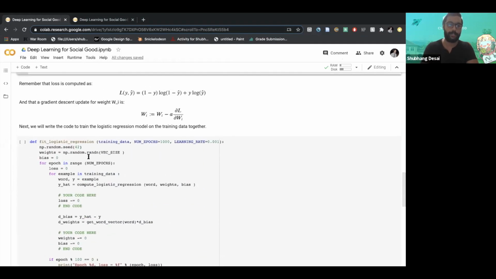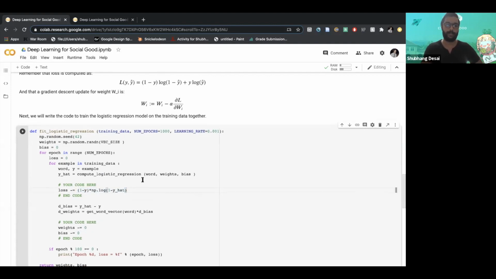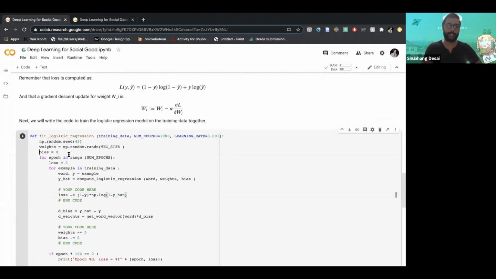So here I'm going to compute the loss function. I'm going to do the first part, and then maybe someone can help me out with the second part. So we're doing 1 minus y times np.log 1 minus y hat. This is the first part of our loss function. Maybe I should back up and talk about exactly what this is. We're going to loop through the entire training set. And for every example, we compute our y hat, which is our prediction, using the logistic regression function that we wrote earlier. And then we're going to compute the loss relative to y hat, which is the prediction, and y, which is the ground truth.